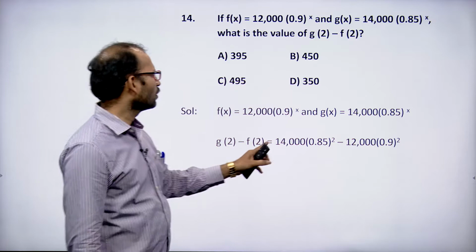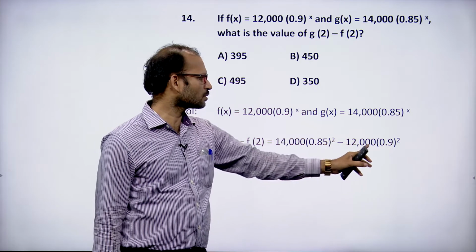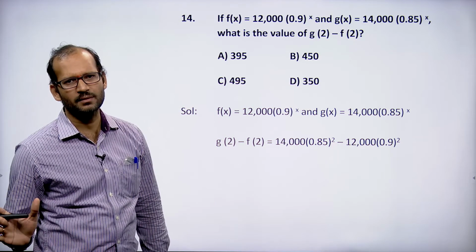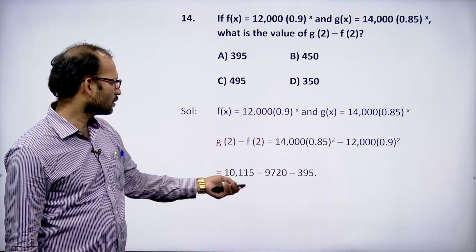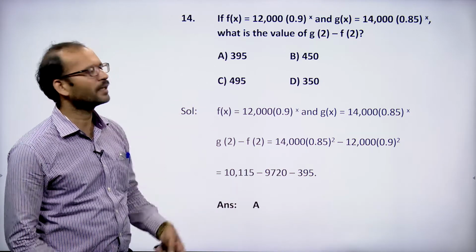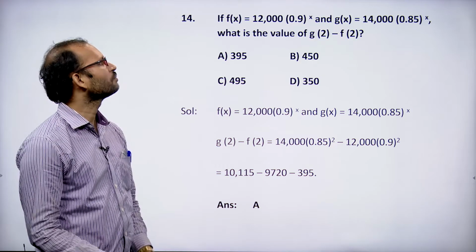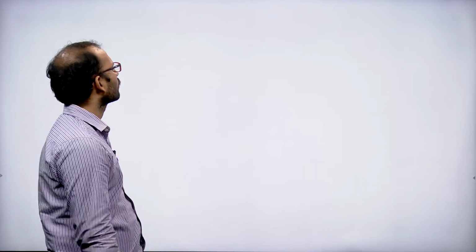What is g of 2? 14,000 into 0.85 power 2 minus 12,000 into 0.9 power 2. In the place of x we are replacing 2, nothing else. x is replaced by 2 because they are asking g of 2 minus f of 2. Simple calculation, it gives you 395 as the answer, okay. So, two exponential functions are given, we are just substituting the values of x. That is the 14th one.